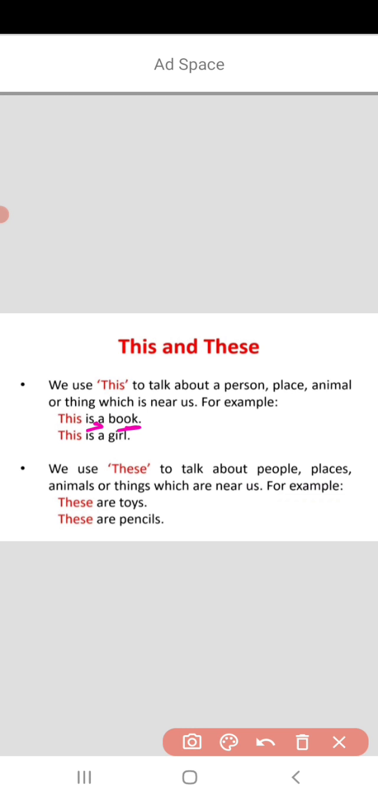Here you can see that the toys are more in numbers. The S is added at the end of the word, so the word is toys. So these are toys. All right. These are pencils. All right. See examples. This is a flower and these are flowers.